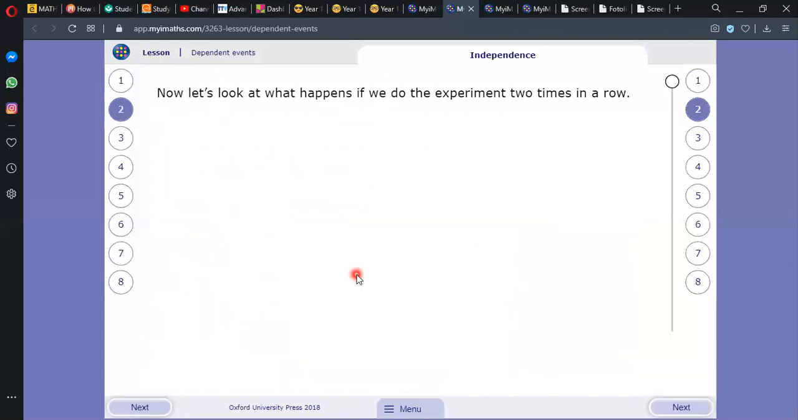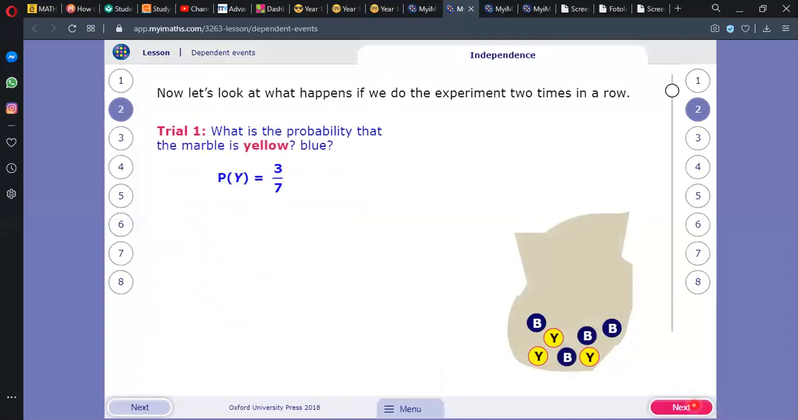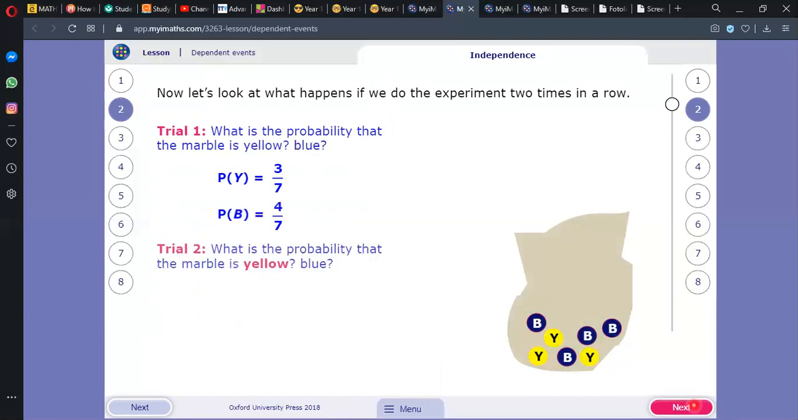We move on. Now let's look at what happens if we do the experiment 2 times in a row. Trial 1: what is the probability that the marble is yellow and then blue? Yellow is 3/7, we have that already. Blue is 4/7, we have that already. Now in trial 2, what is the probability that the marble is yellow and then blue? Now nothing has changed because the marble was replaced. It is the same as trial 1.